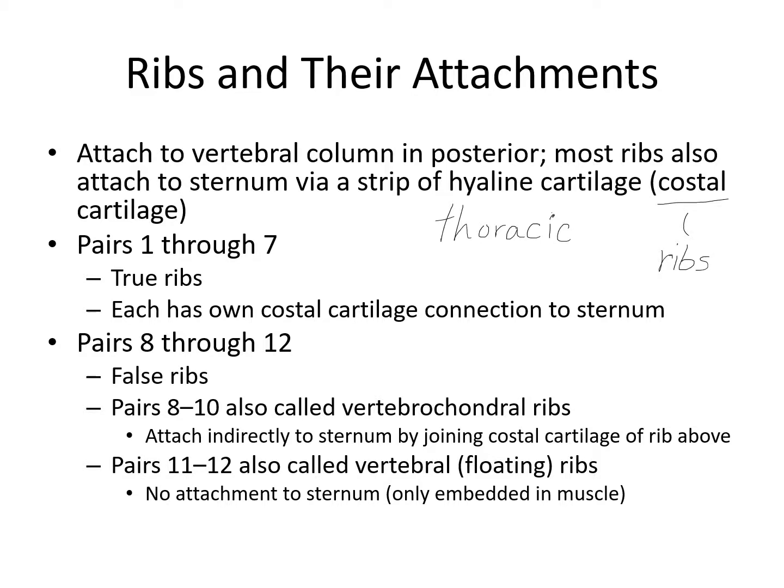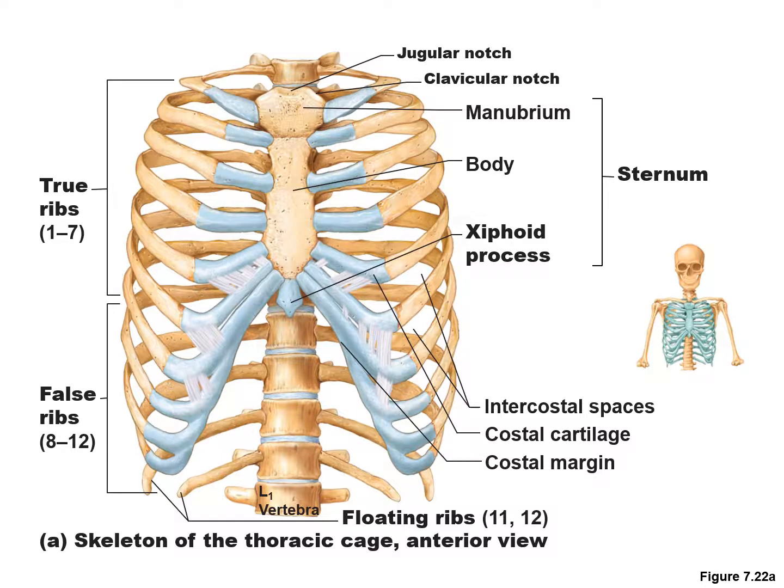Pairs 8 through 10 are also called vertebrochondral ribs. They attach indirectly to the sternum by joining costal cartilage of the rib above them. And then pairs 11 through 12 are also called vertebral or floating ribs because they have no attachment to the sternum. They're only going to be embedded in muscle anteriorly. So the floating ribs don't have any connection. They don't have an indirect connection via costal cartilage above them, and they definitely don't have their own costal cartilage. And again, I recommend really looking at images to get a good sense of how the ribs are organized.